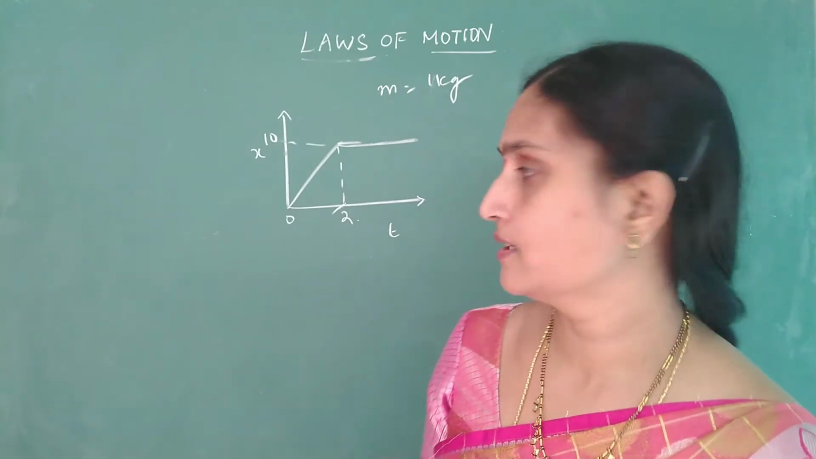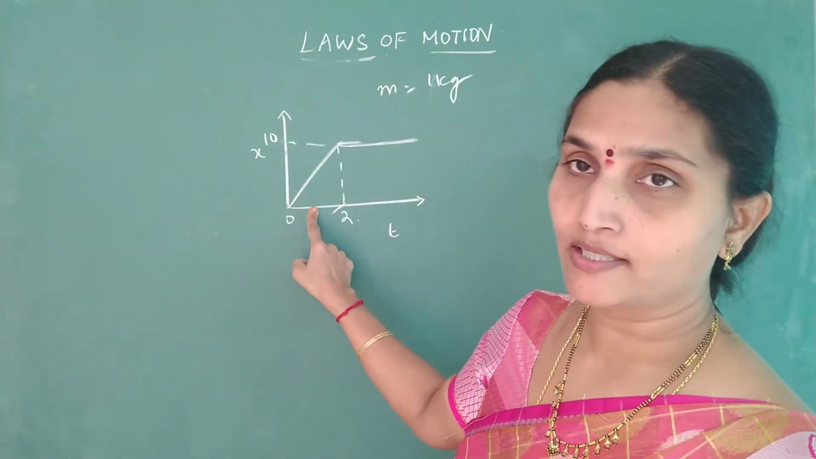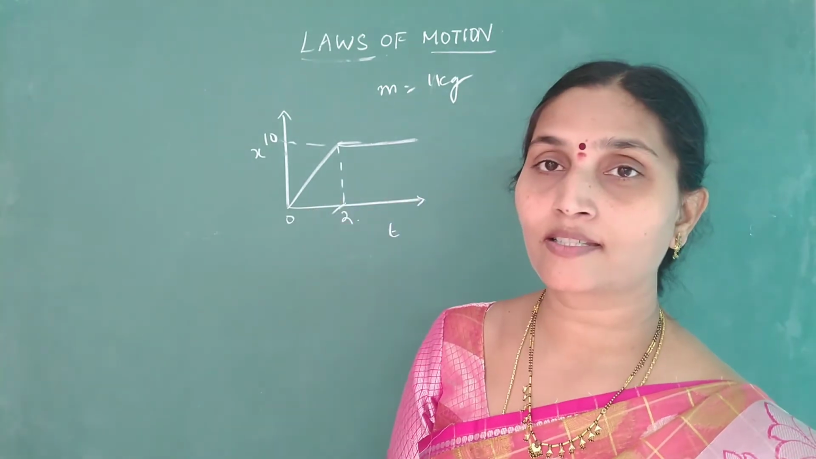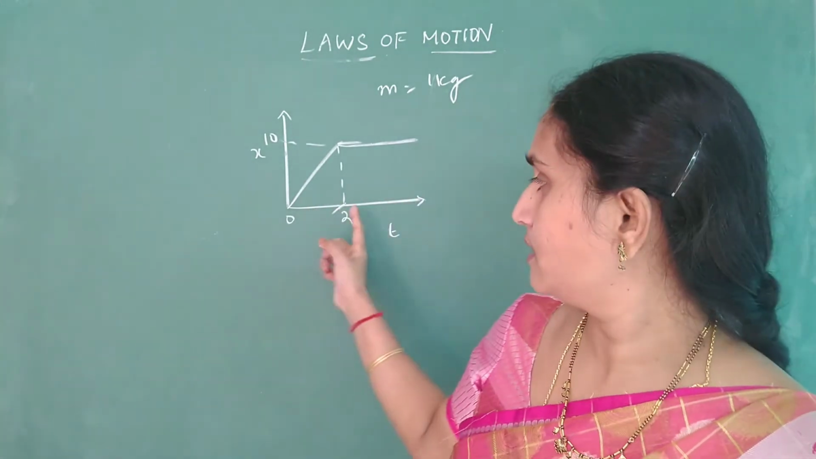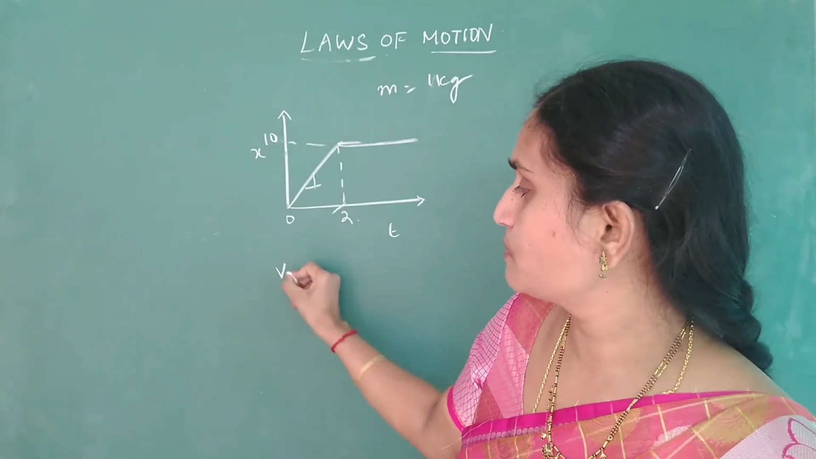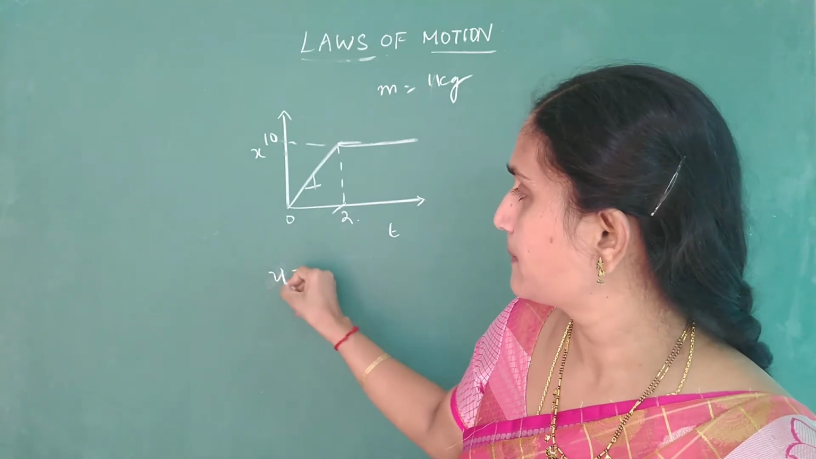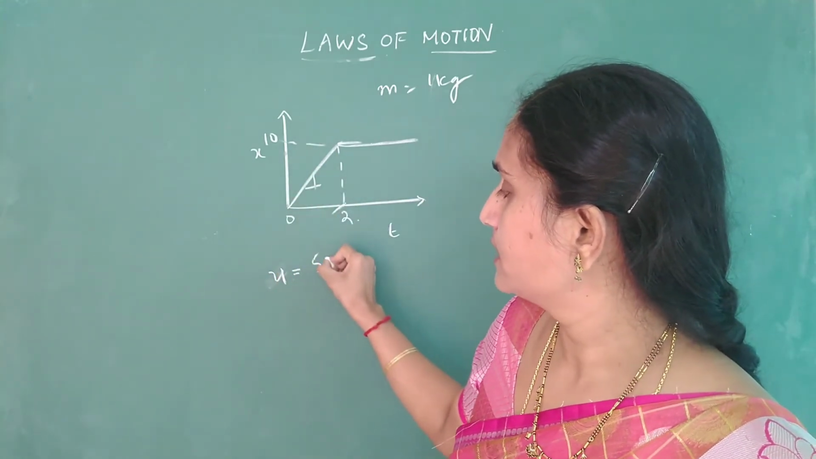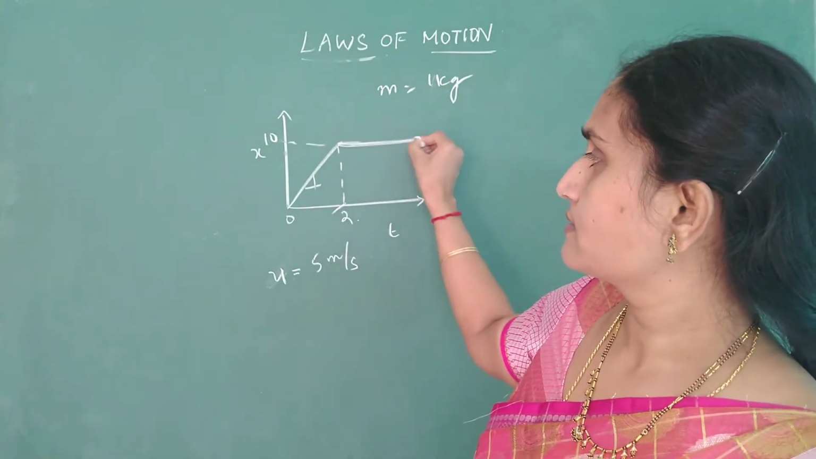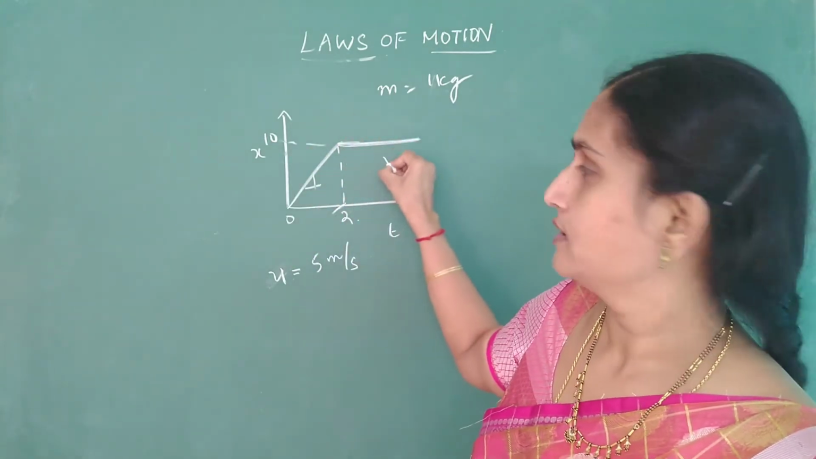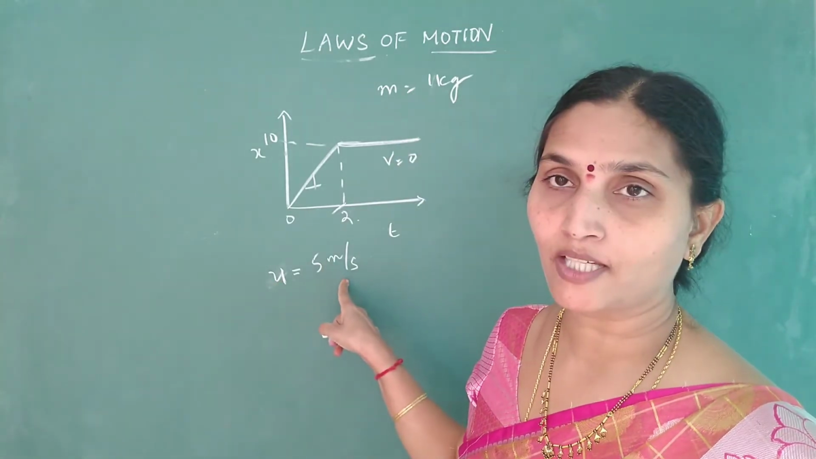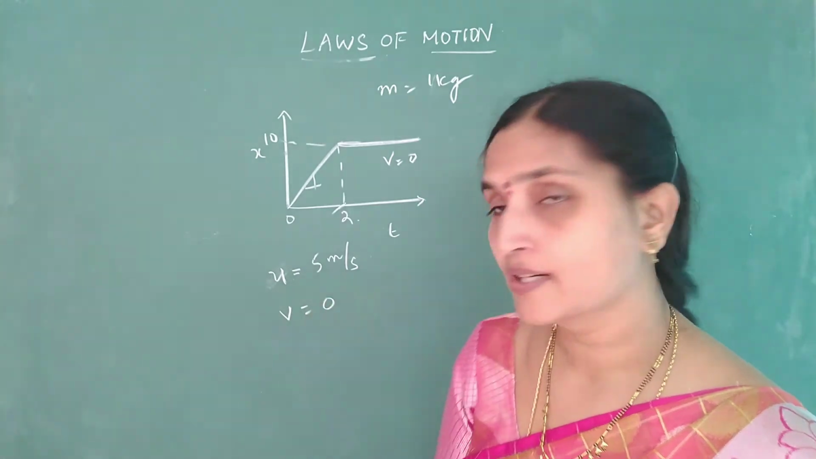So be very careful here. Just before 2 seconds, determine the velocity of the particle. After 2 seconds, determine the speed. See, before 2 seconds, the slope is the measure of speed. What is the speed of the particle? U equal to 10 by 2. It is moving with 5 meter per second. And after 2 seconds, position is constant, so speed has become 0. So initial speed is 5 meter per second. Final speed has become 0.